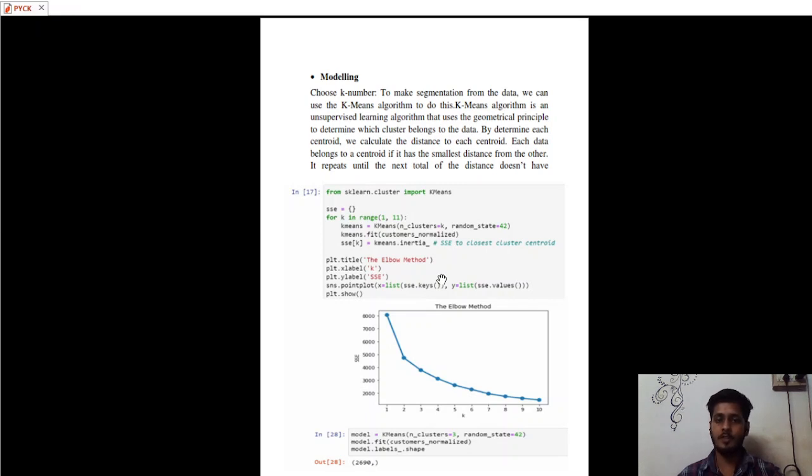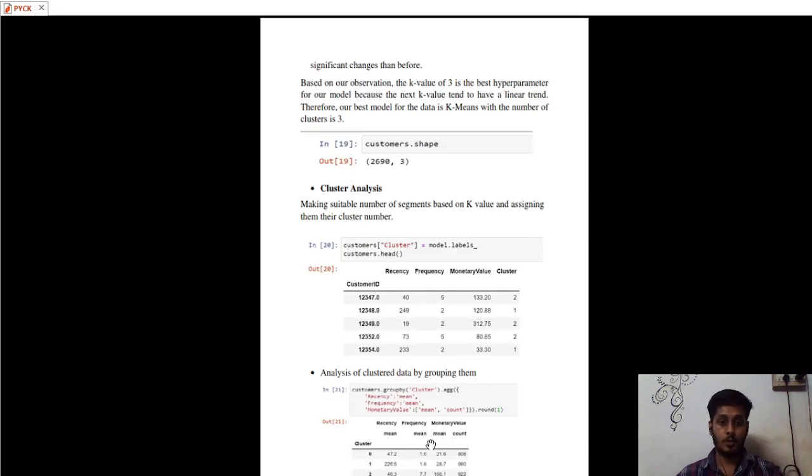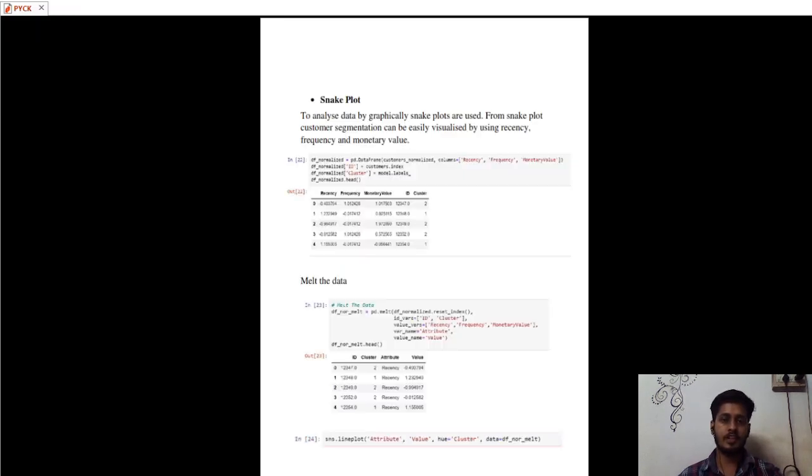In the modeling part, as I have told about k-means clustering, we have used the k-means algorithm. But the first problem is how many clusters we have to make. For that we have used the elbow method. Here you can see from k equal to 3 there is a sharp decline, so the number of clusters we have used is 3. With the help of k-means clustering analysis we created three clusters, and we plotted them with a snake plot for our analysis, so that our customer segmentation can be easily seen.